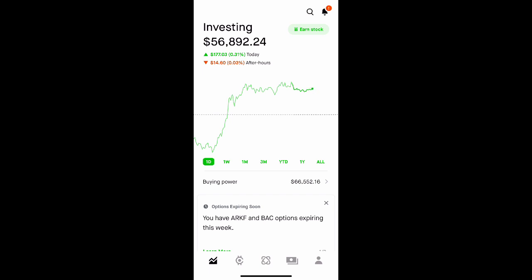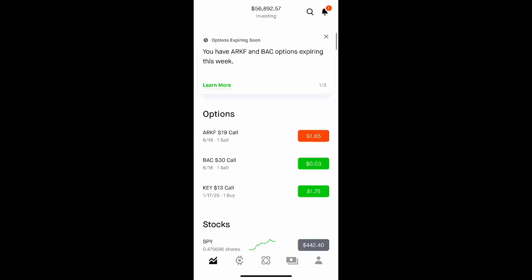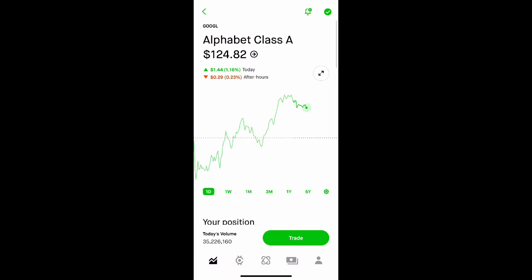The strategy is really good if you were thinking about buying a stock, but you don't want to buy it at its current price and instead want to buy it at a price that's below where it's currently trading at. So let's take a look at Google, for example. Google is currently trading at $124.82 a share. But let's say you'd be more comfortable buying Google at somewhere around $120 a share.